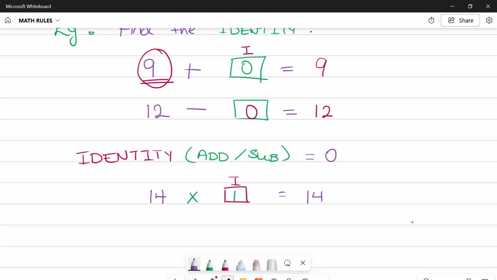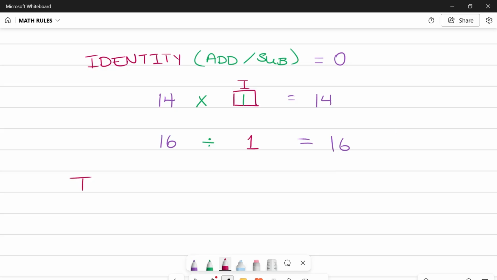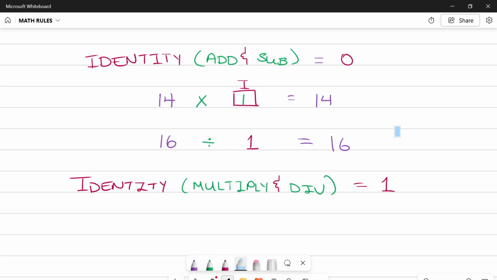The identity of any number when doing multiplication or division is always 1. 16 divided by 1 gives us back the original number, 16. So the identity when doing multiplication and division is always 1. The identity for addition and subtraction is always going to be 0, and the identity for multiplication and division is always going to be 1.